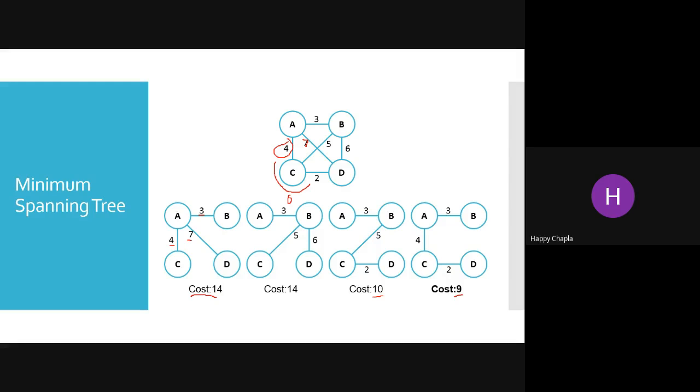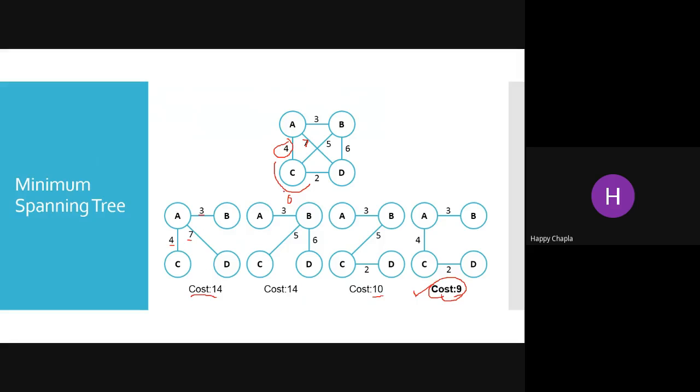So this is the minimum spanning tree. Okay, so the total cost is equal to 9 only. So we can choose this as our minimum spanning tree, which can give us the minimum cost.